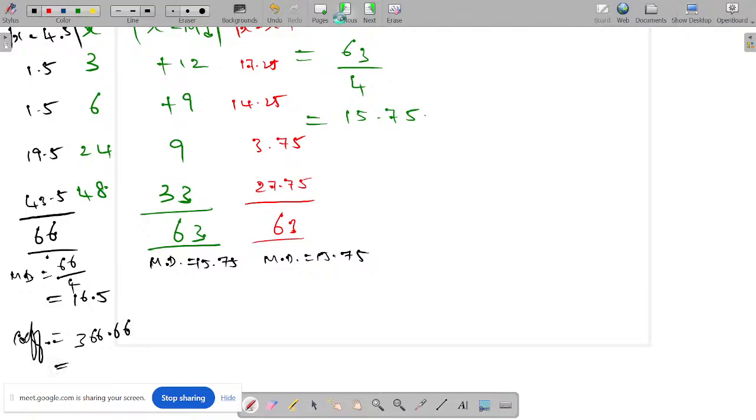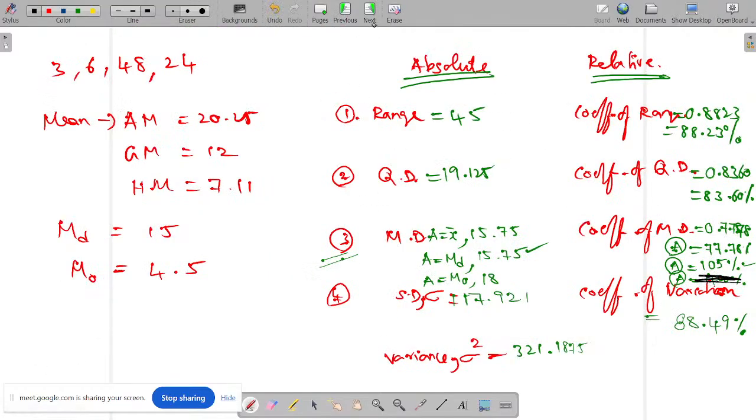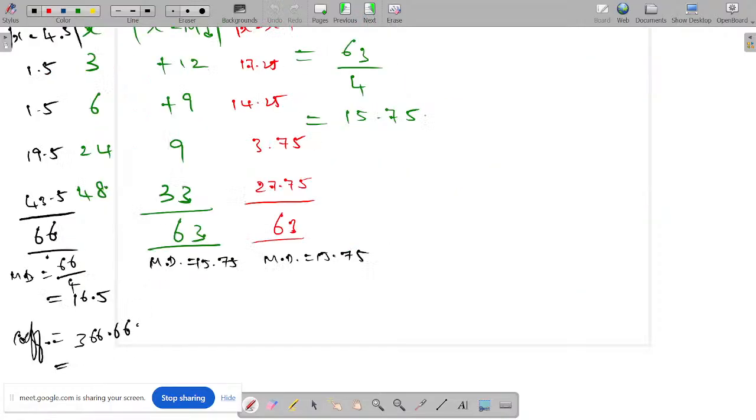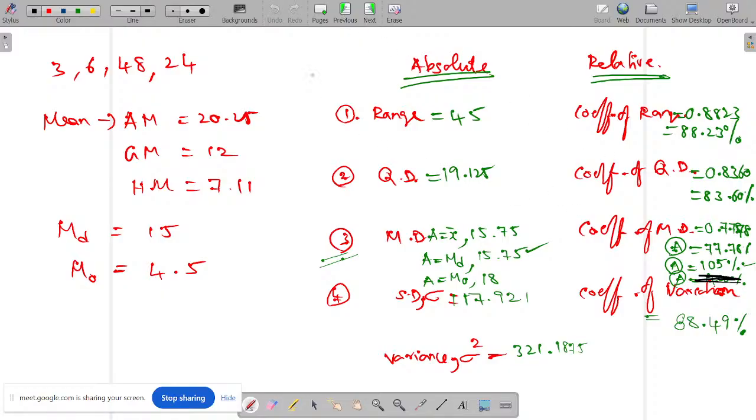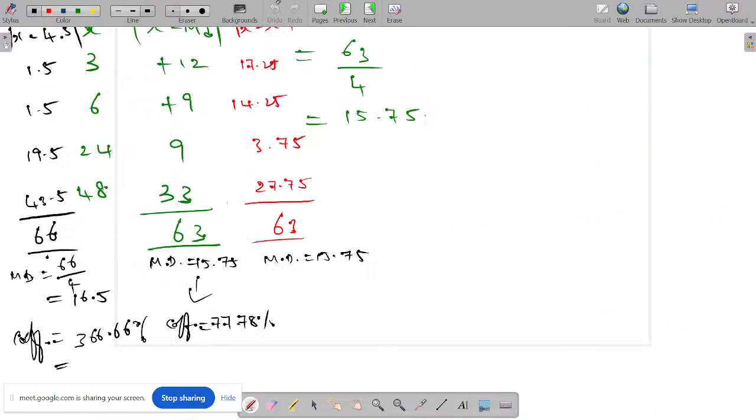You said 400 percentage. Okay, so this is okay. Over here, coefficient 77 point. That's median, 105. It's 105%. And over here, 77 points. Please check whether everybody is getting this answer. Please check.